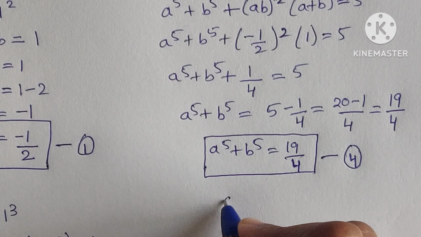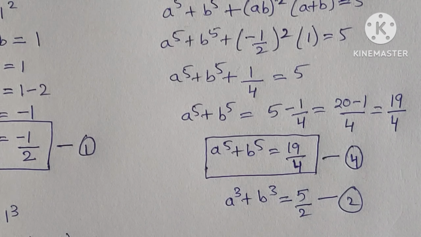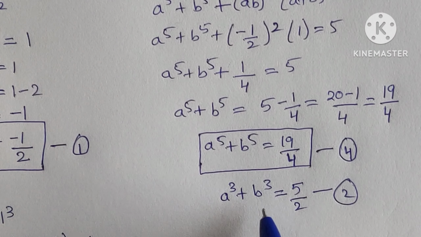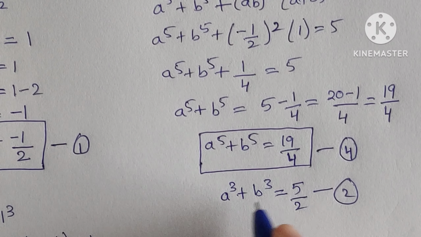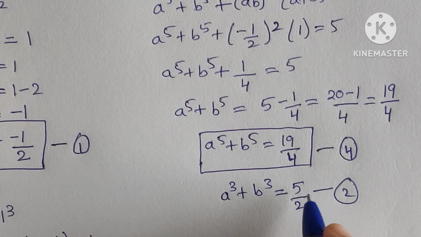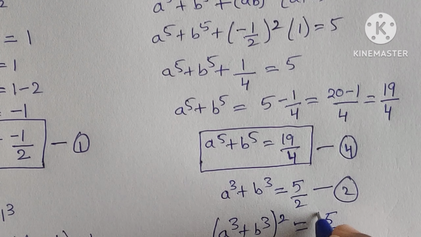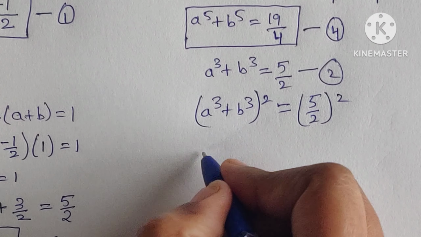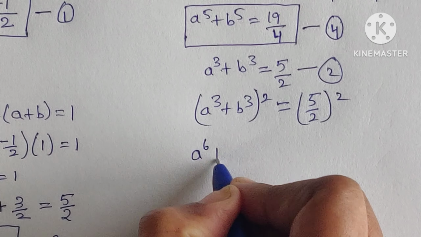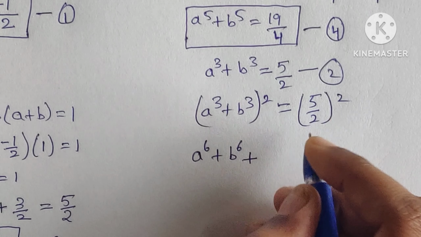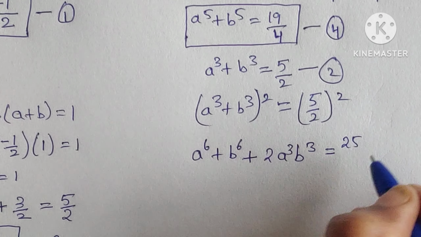So now a cube plus b cube equal to 5 by 2. So this is equation 2. I'm writing here. So from this equation 2, we can do like this, squares on both sides. So I'm applying squares on both sides. So a cube plus b cube whole square equal to 5 by 2 whole square. So a plus b whole square, use this formula, we can write a power 6 plus b power 6 plus 2a cube b cube equal to. So 5 square is 25 and 2 square is 4.